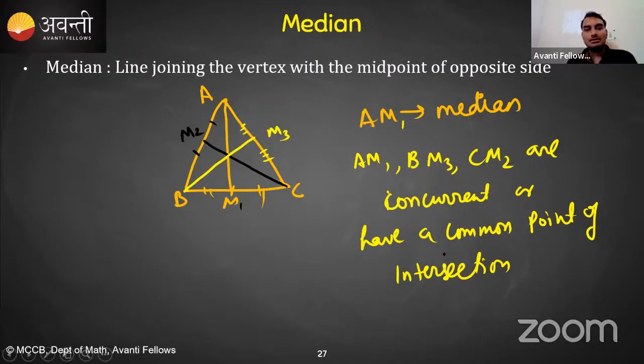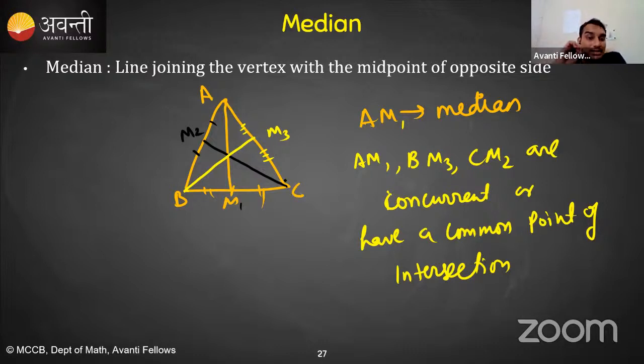Median is nothing but the line which is dividing another line into equal parts. That's all. This line AM is dividing BC into equal parts, so AM is the median for BC. Similarly, BM3 is the median for side AC, like this.